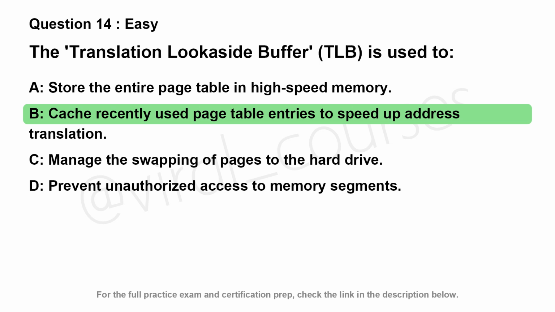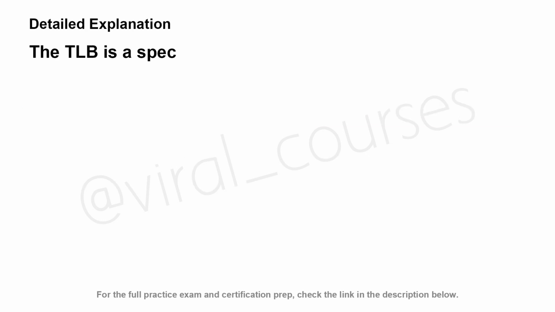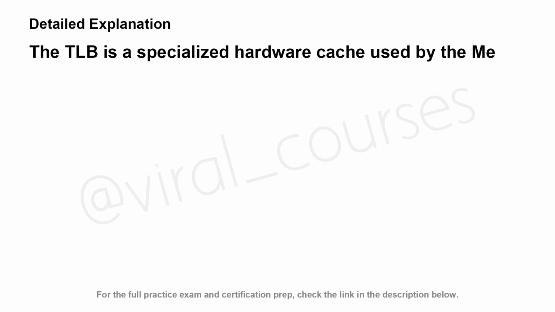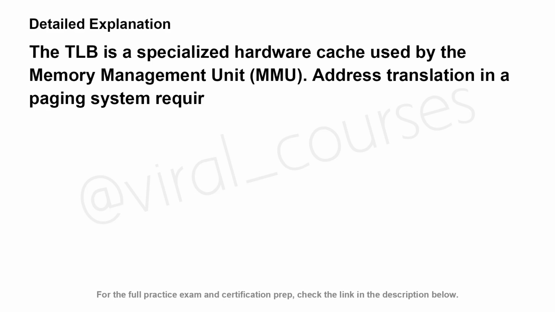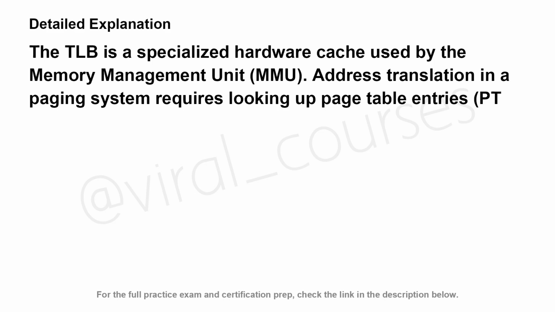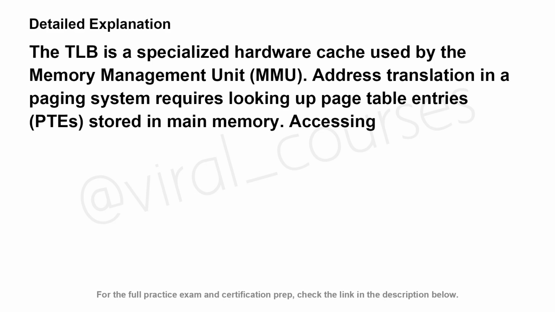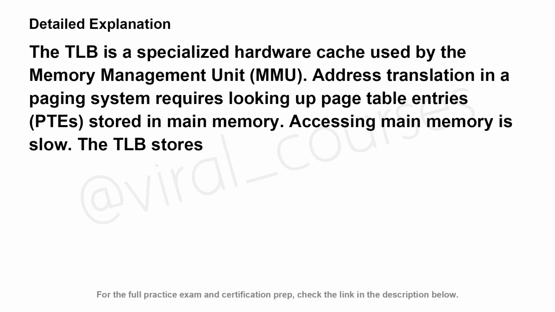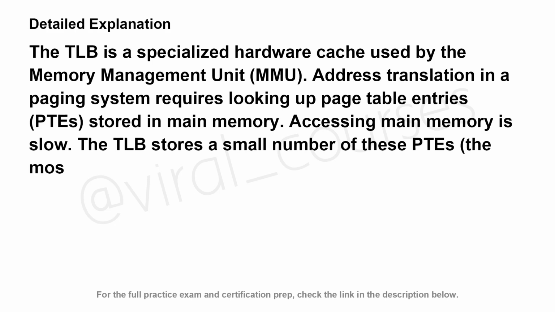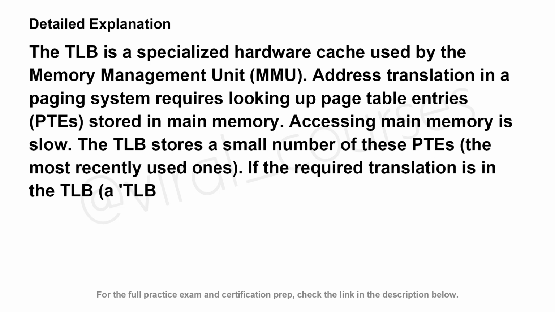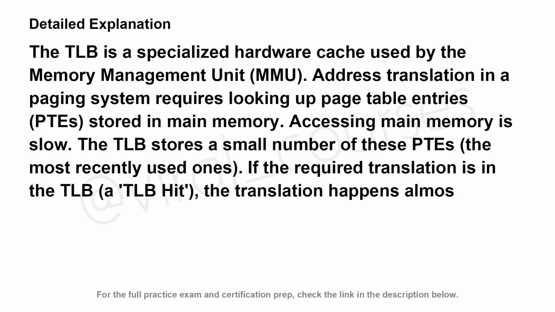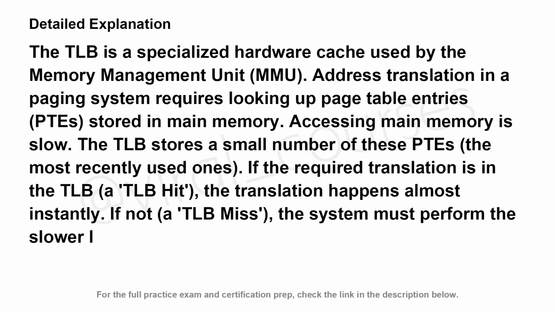The correct answer is B. The TLB is a specialized hardware cache used by the Memory Management Unit, MMU. Address translation in a paging system requires looking up page table entries, PTEs, stored in main memory. Accessing main memory is slow. The TLB stores a small number of these PTEs, the most recently used ones. If the required translation is in the TLB, a TLB hit, the translation happens almost instantly. If not, a TLB miss, the system must perform the slower lookup in the main page table.